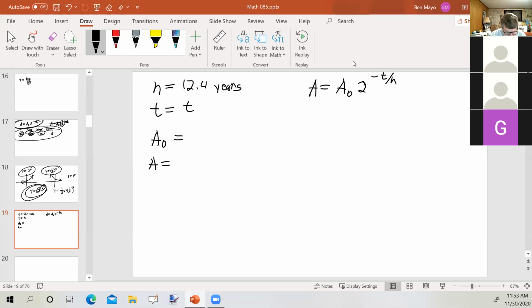We have a problem. Let me read it again. It says the half-life of tritium is 12.4 years. So we know the half-life. How long will it take? Time is the unknown, but it says for 25% of the sample to decompose. They don't tell us how much is there at the beginning. So we're just going to say there is A sub 0 there at the beginning. But it says, how long will it take for 25% to decompose?